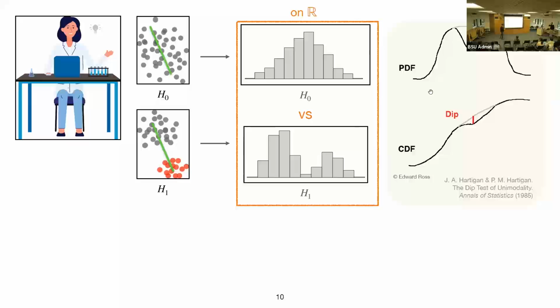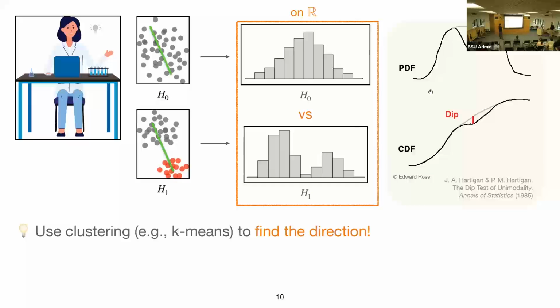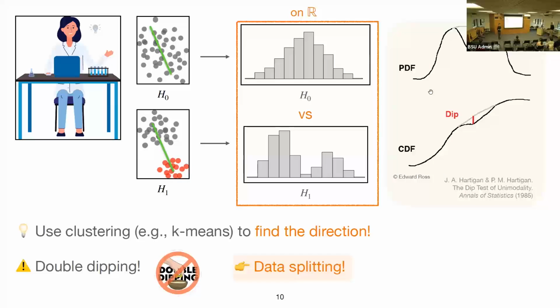Well, here is the proposal. We can use a clustering algorithm to find the direction. I can cluster the data and look at the direction connecting the centroids of the clusters. But there is still a caveat that Laura is aware of: you can't use the same data twice. You can't use the same data to both find the direction and test a hypothesis along the direction. That would be double dipping. That does not guarantee the p-value type 1 error. So a simple strategy is to do data splitting.